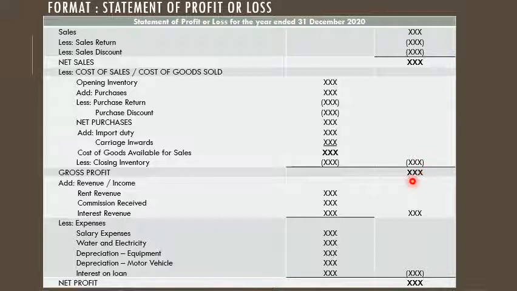Gross profit. Okay, and then we add any other revenue that you have, such as rent revenue, commission received, interest received, whatever that you have from your trial balance, you just put it in. And then you'll minus all of your expenses, salary, water, and then you have depreciation, the one that you have learned previously, interest on loan, yeah. So awak dah tolakkan gross profit tambah revenue, tolak expenses, awak akan dapat net profit.